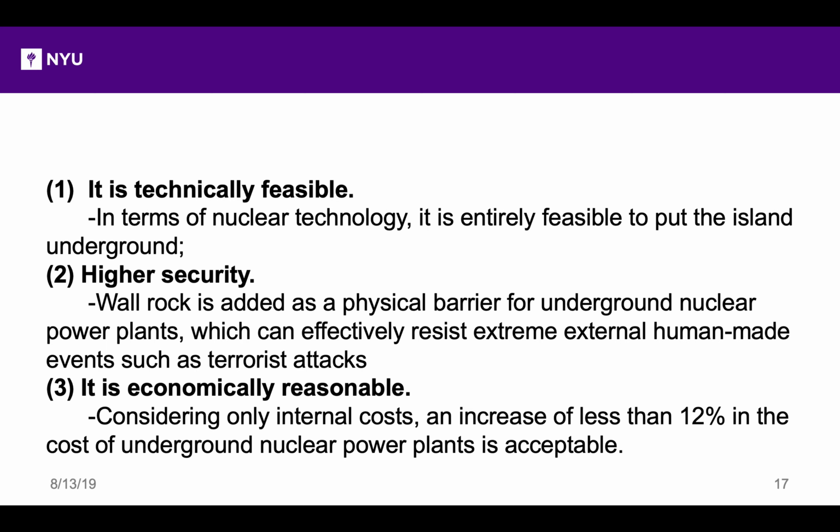Second, it is highly secure. A wall rock is added as a physical barrier for underground nuclear power plants, which can effectively resist extreme external man-made events such as terrorist attacks, improve the ability to resist extreme natural disasters, and significantly improve the seismic performance. Nuclear security measures are simple and effective by making use of the inclusiveness of the underground cavern. It is easy to practically eliminate the possibility of releasing large amounts of radioactive substances by design, and more conducive to the prevention and control of radioactive substance diffusion under a serious accident.